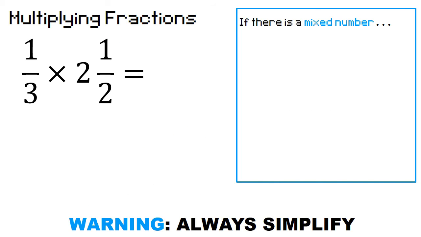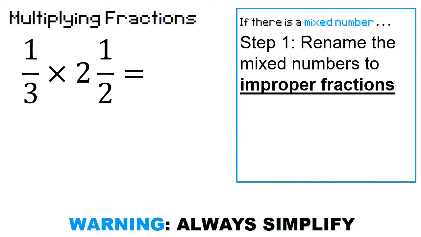So now let's talk about if there is a mixed number. So our first step is we're going to rename the mixed numbers to improper fractions. And so we have 1/3. So we're going to rewrite 1/3 times, and to create our mixed number here, we do 2 times 2 plus 1. So 2 times 2 is 4, plus 1 is 5 over 2. And to practice cross simplifying here, we don't have anything that we can simplify.